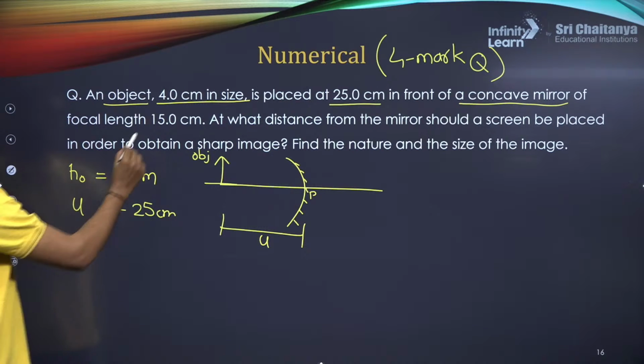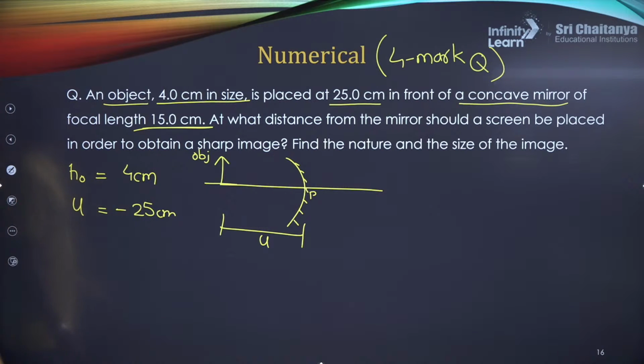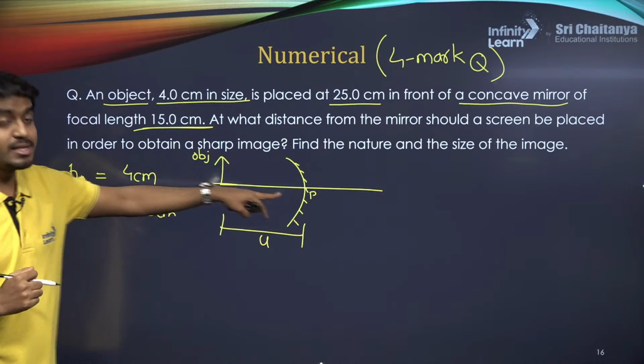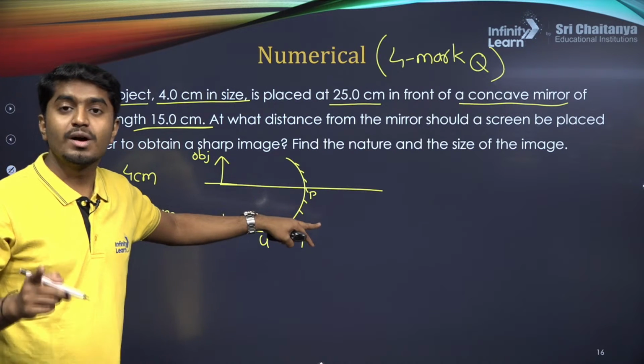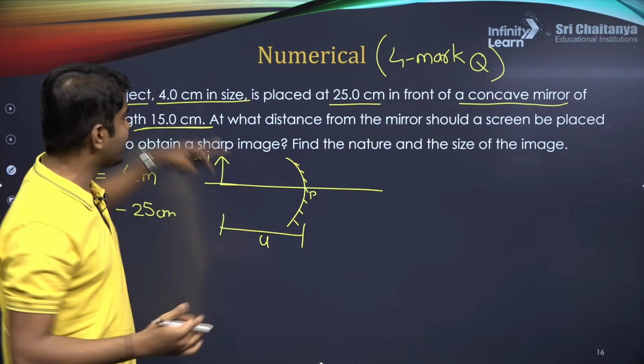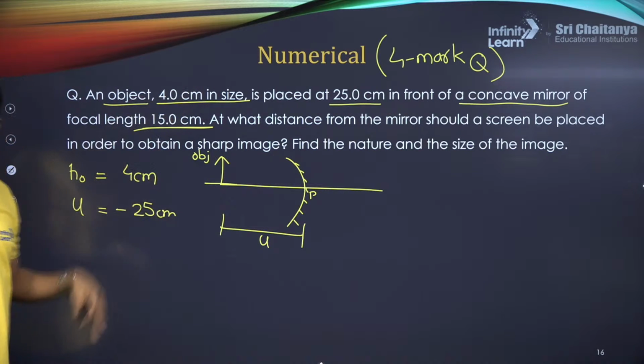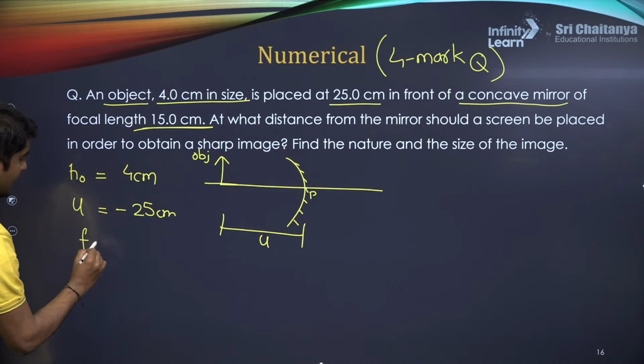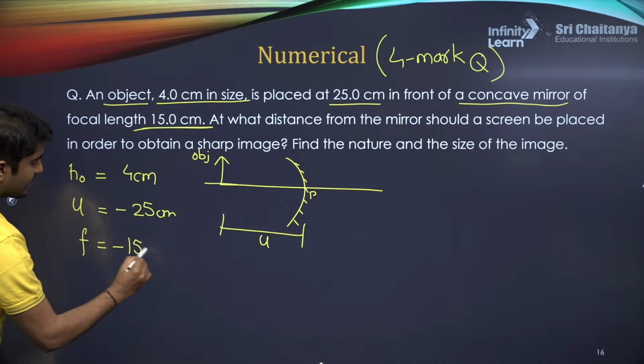The focal length is 15 centimeter. If the focal length is 15 centimeter, there is a concave mirror. So focal length is going to be a negative number. Focal length क्या होगी इसकी? Negative number होगा, है ना? तो focal length is minus 15 centimeter.